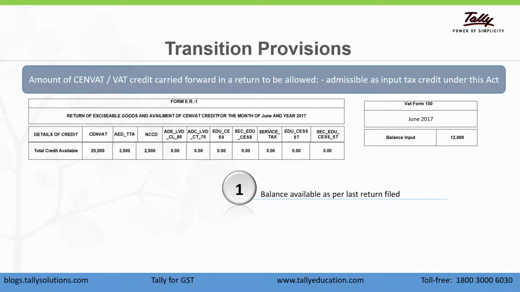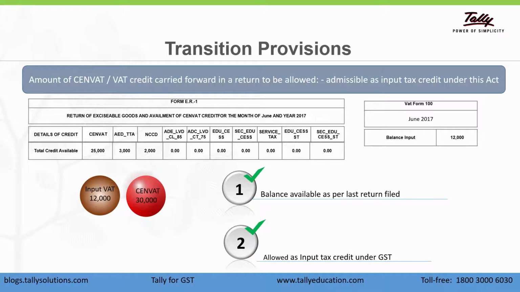Let us look at the Form ER1 and VAT Form 100 shown here. How much credit is available in Form ER1? It is rupees 30,000. In VAT Form 100, input credit of rupees 12,000 is available. So SENVAT credit of rupees 30,000 and VAT credit of rupees 12,000. This balance can be claimed as input credit under GST.